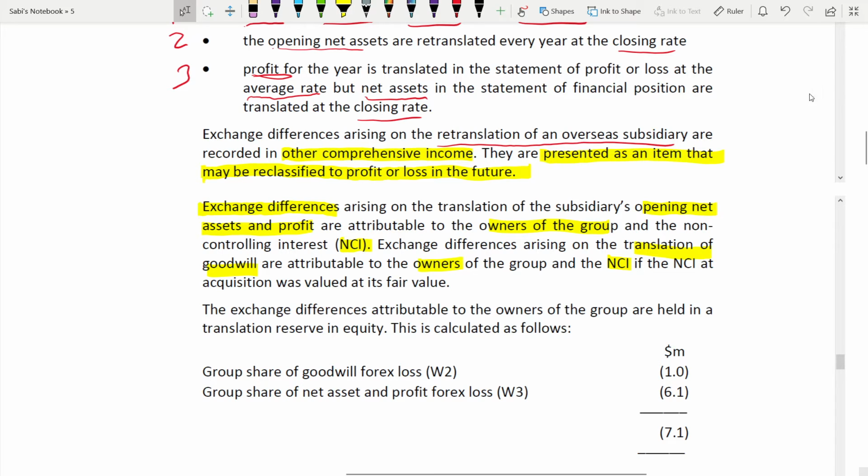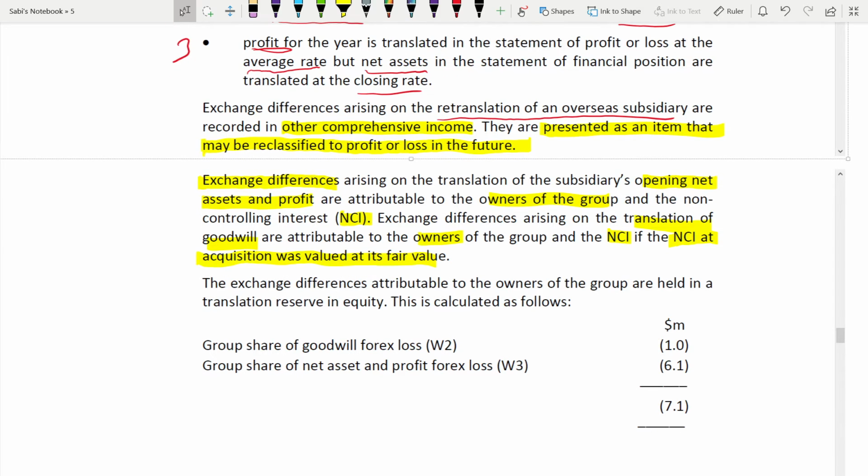If the NCI at acquisition was valued at fair value, you see. When will it go to the owners and the NCI? If the NCI was valued at its fair value. So the exchange differences attributed to the owners of the group are held in a translation reserve in equity. So where are the exchange differences which go to the owners held? In the translation reserve in equity. Like how we have revenue reserves and revaluation reserve, there is a translation reserve like that, and it goes under equity.